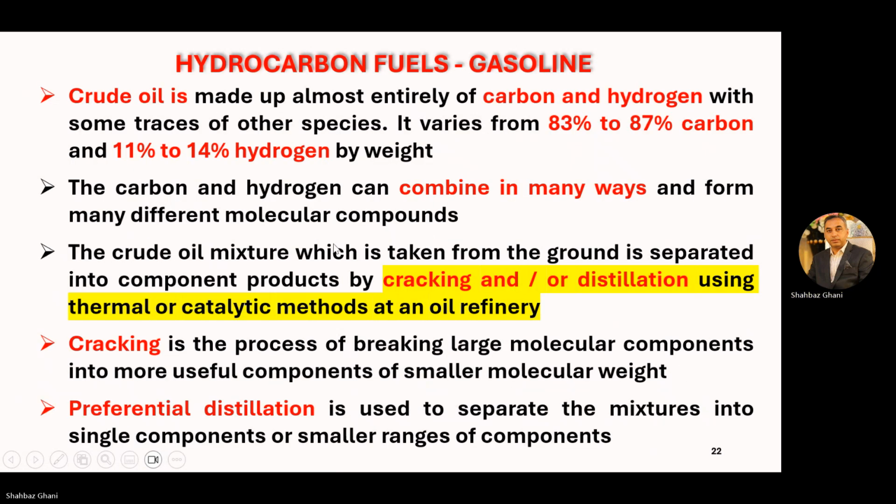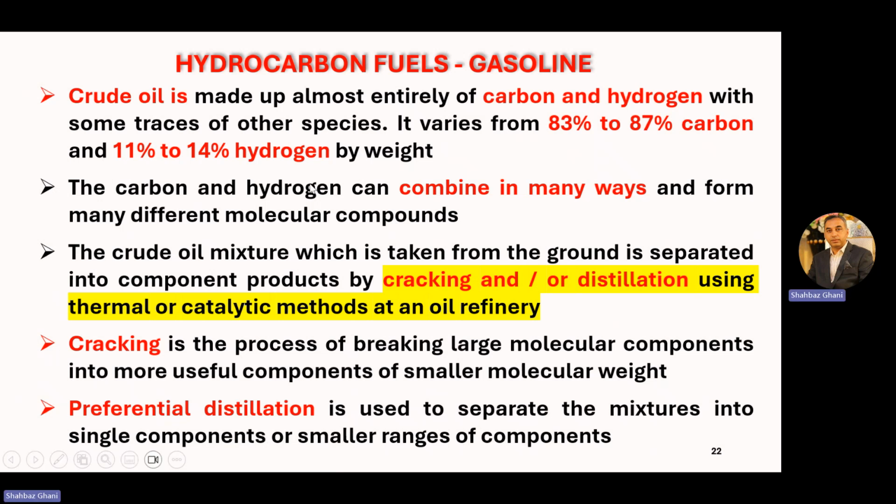Now, talking about the hydrocarbon fuels, the first one is gasoline. Gasoline, from crude oil, is made up almost entirely of carbon and hydrogen with some traces of other species. It varies from 83% to 87% carbon and 11 to 14% hydrogen by weight. Crude oil is a combination of carbon, in a range of 83 to 87%, and hydrogen, in a range of 11 to 14% by weight.